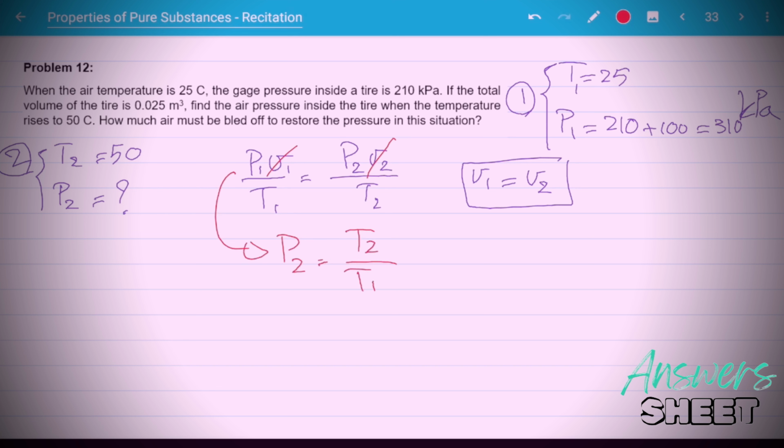Plug in numbers and make sure to convert the Celsius degrees to Kelvin. We get 323 Kelvin over 298 Kelvin times 310 kilopascals, which will give us 336 kilopascals. So the final pressure when the air reaches the temperature of 50 degrees Celsius is 336 kilopascals. Now, we want to restore the pressure to initial pressure. How much air do we need to bleed off?